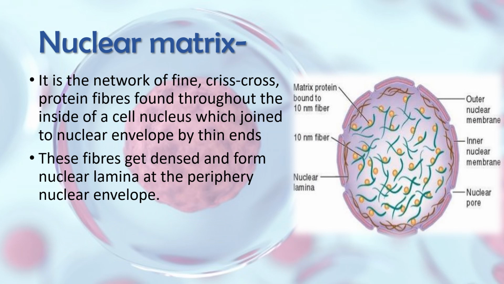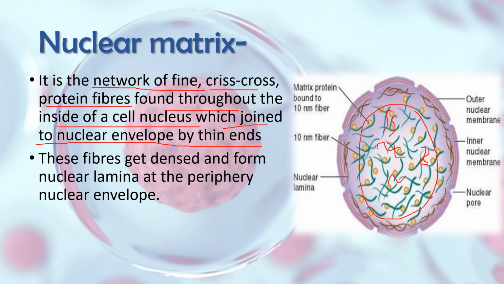So, the nuclear matrix. The nucleoplasm is not just the thing that is present inside the nucleus, but there is a network of fine crisscross protein fibers found throughout the inside of the cell nucleus which join to the nuclear envelope by thin ends. So you can see over here, these are the crisscross type of proteins. This is the complete network of proteins throughout the nucleoplasm which are joined to the nuclear envelope. This is the nuclear envelope interrupted by a nuclear pore, and you can see this structure. These are joined through the thin ends of these nuclear protein fibers.